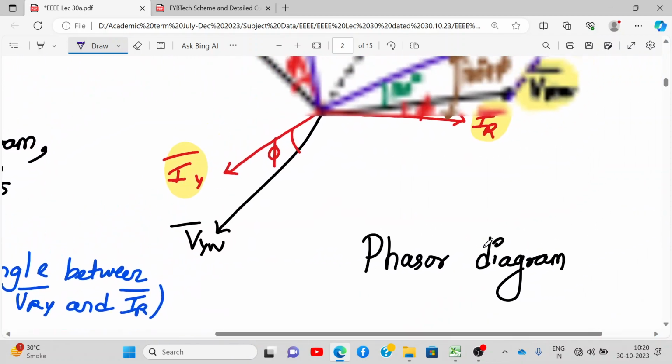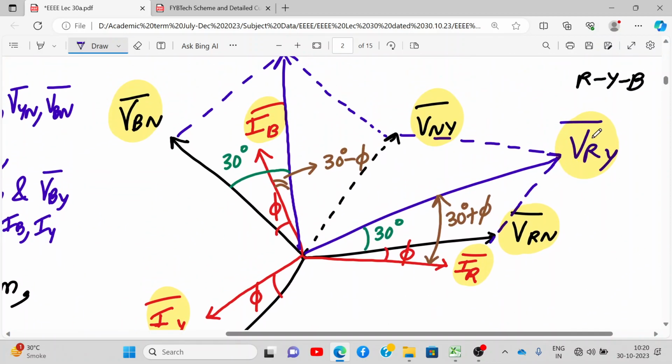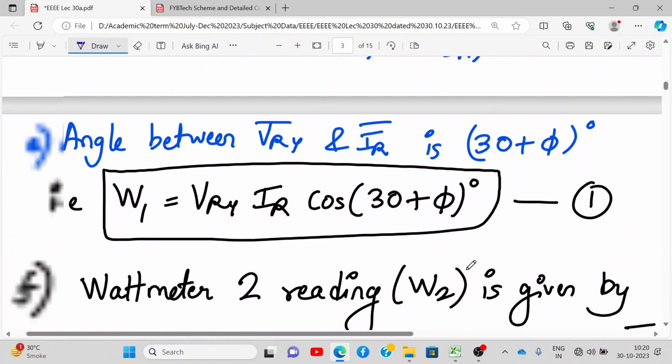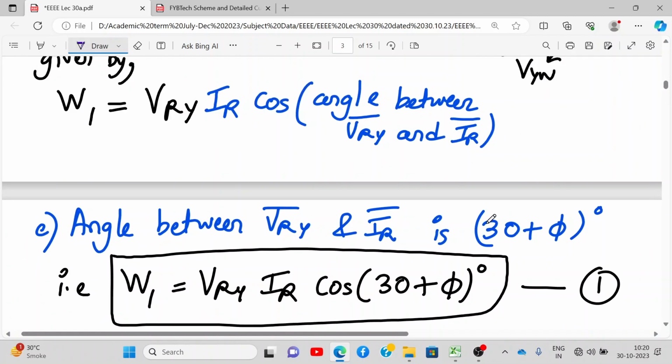Now what is the angle between VRY and IR? How much is it? It is 30 plus phi, as in the diagram. So the wattmeter 1 reading will be VRY into IR cos of 30 plus phi. At least write this down as equation number 1. You have all understood how this comes?